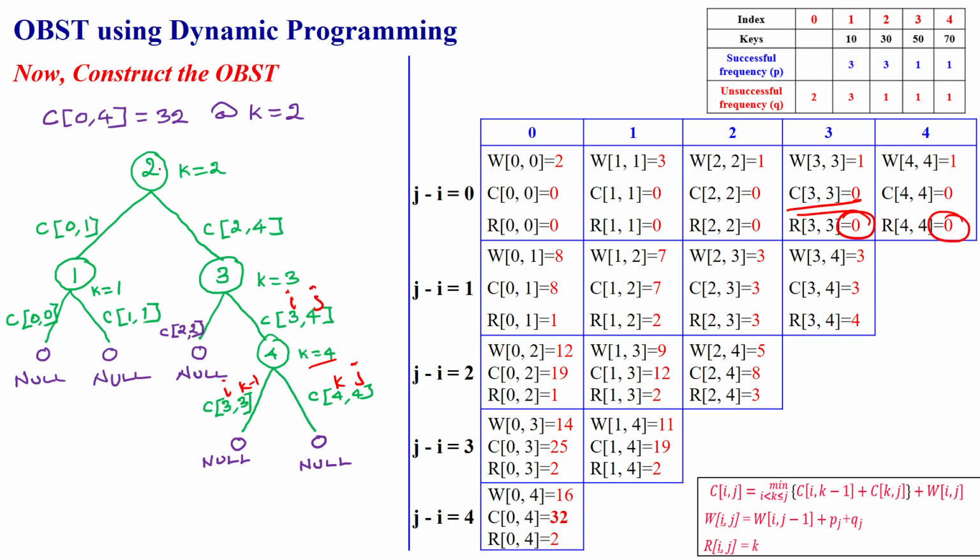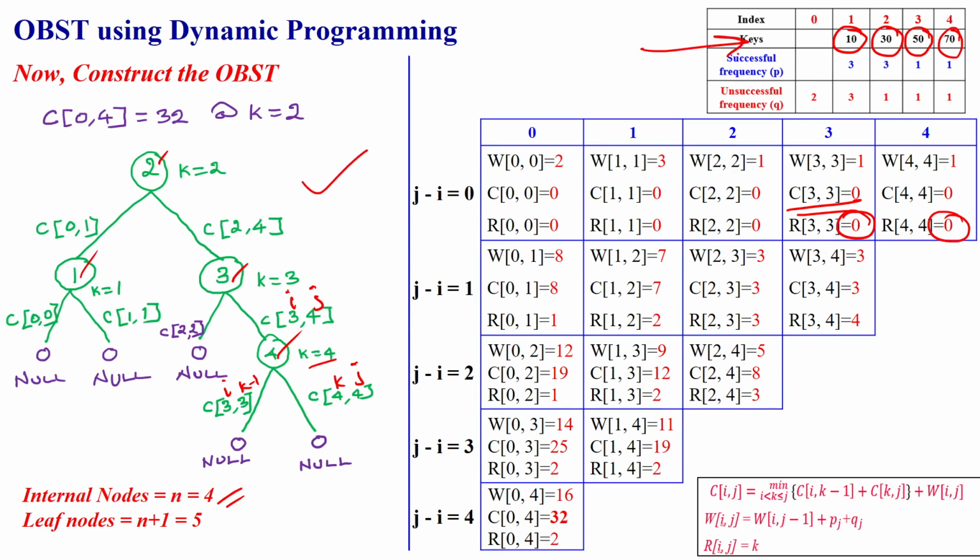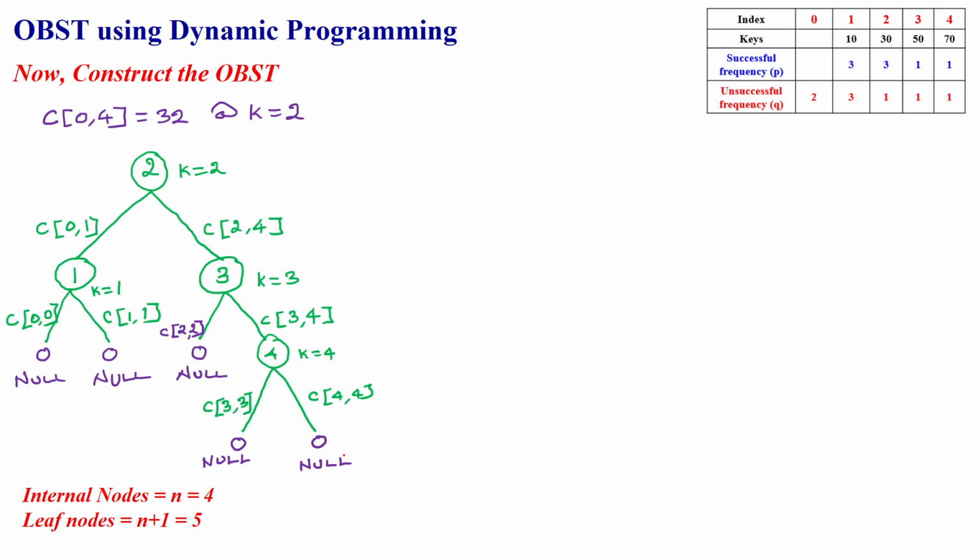So these are all the keys we substituted here: second position, first position, third position, fourth position, like that. So now we have to substitute the values for this one. You see, at 1 we have 10, at 2 we have 30, at 3 we have 50, at 4 we have 70, right? Here number of nodes is 4, that's what we have given here. Then leaf nodes are n plus 1: leaf node 1, leaf node 2, leaf node 3, leaf node 4, leaf node 5. So the number of leaf nodes will be 5.